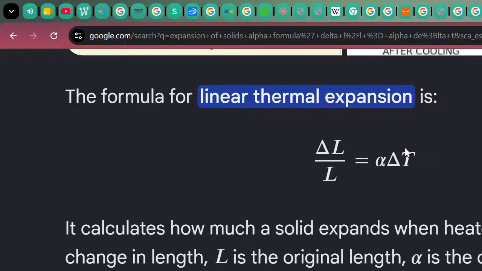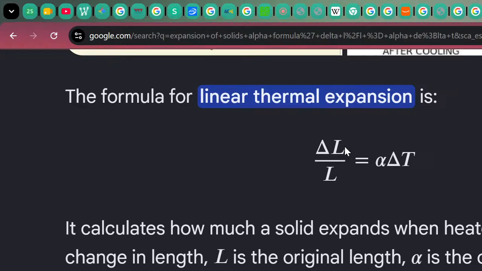So here, if you just consider linear expansion, usually when heated the length increases. The final length minus the initial length is called delta L, where delta L is equal to L final minus L initial, and L initial is the original length. L final is the length which, due to heat, has been increased. The difference between final length and original length we call delta L.